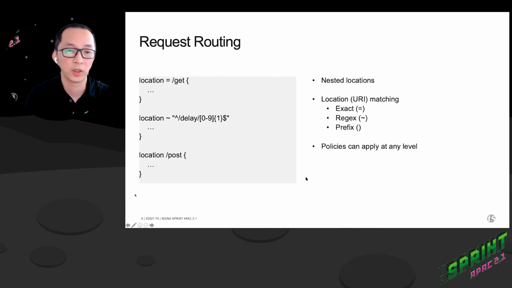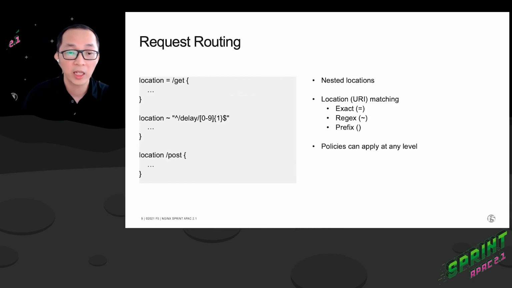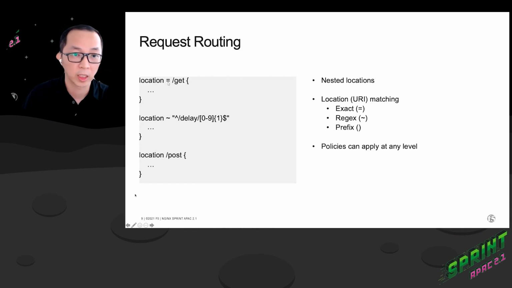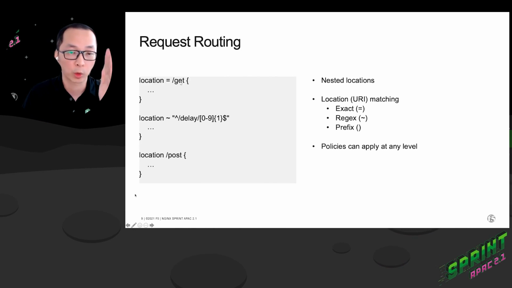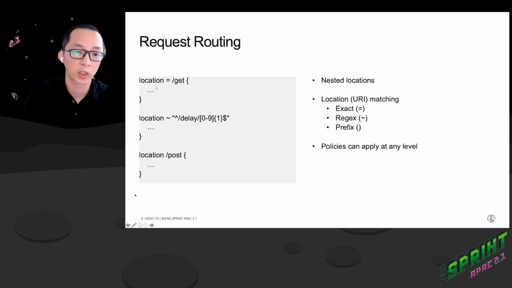Let's take a look at the second feature, an essential functionality of an API gateway, which is request routing. NGINX supports nested location paths and also different types of matching. For example, there's the equal sign: location equals /get. Basically, the request must be an exact path match, and only then will it execute the logic inside this block.